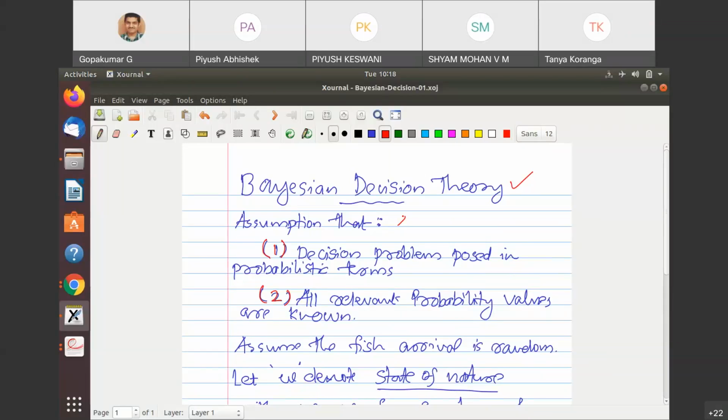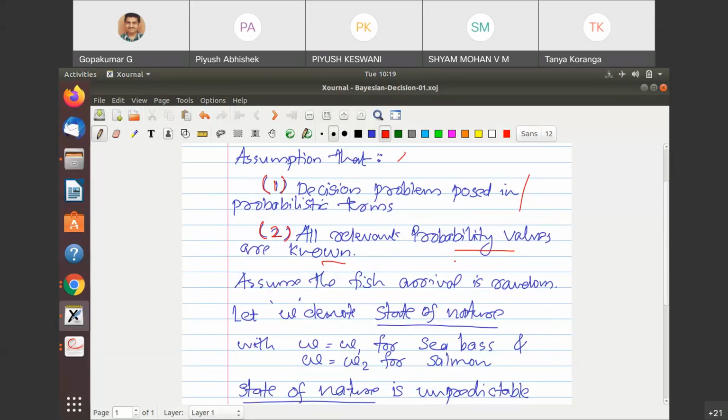One is that the decision problem is posed in probabilistic terms. Only then can we apply Bayesian decision theory. And another one is that all the relevant probability values are known. So the required probabilities that we will see are known, and before that, the problem is represented in terms of probability. These are the two assumptions that we make in order to apply the Bayesian decision theory.